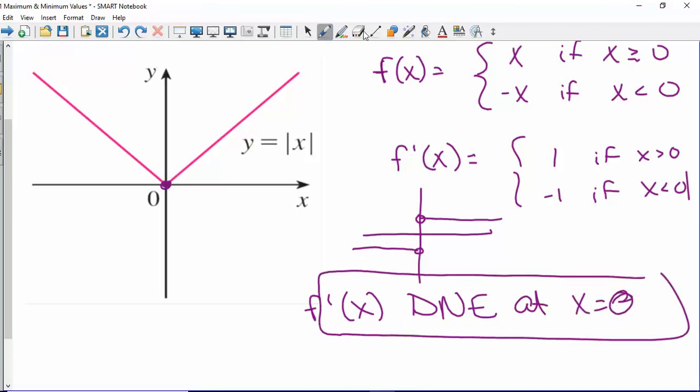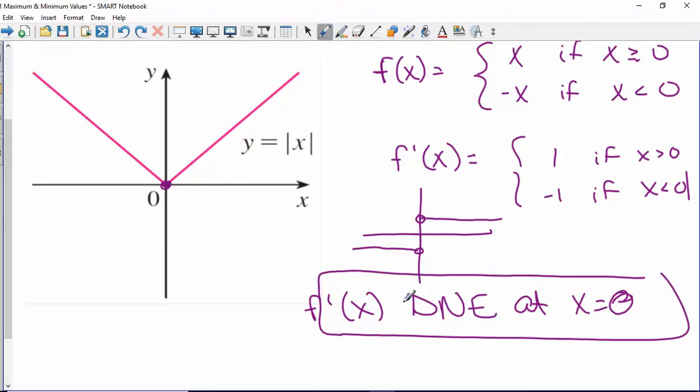Do you guys remember what feature on the graph means you won't have a derivative? Thank you. Yes. Thank you. It's always here to cheer me up when I'm having a bad day.